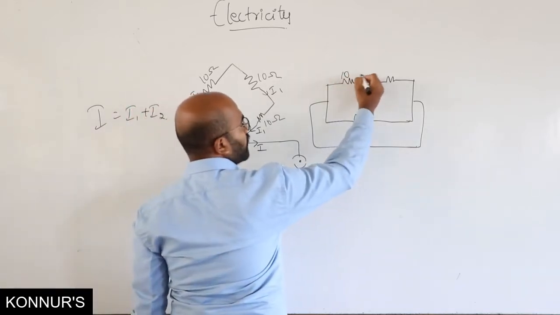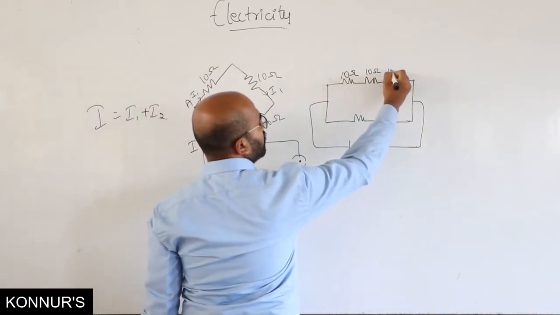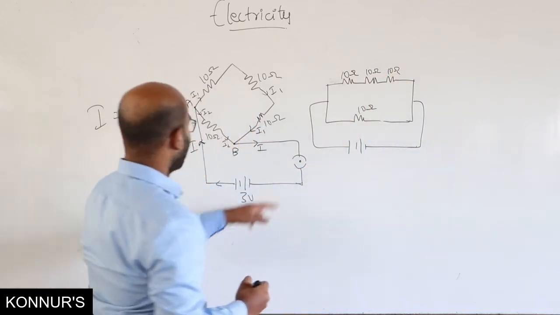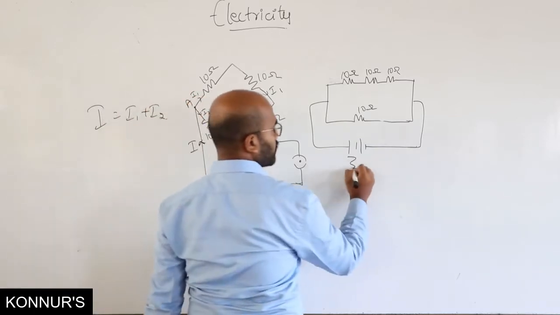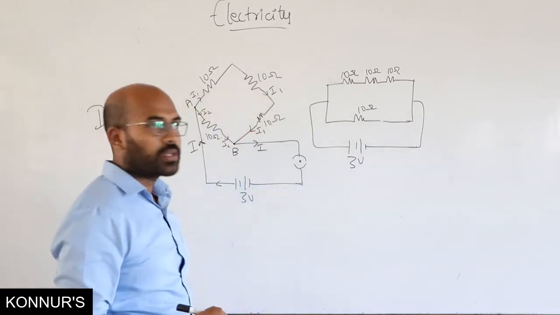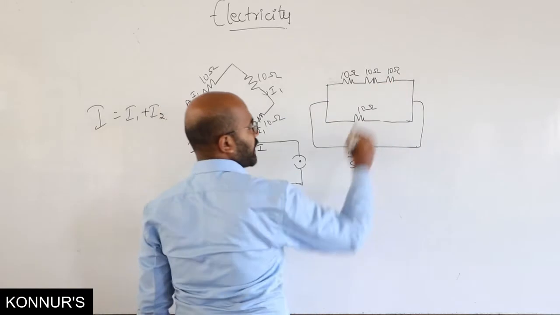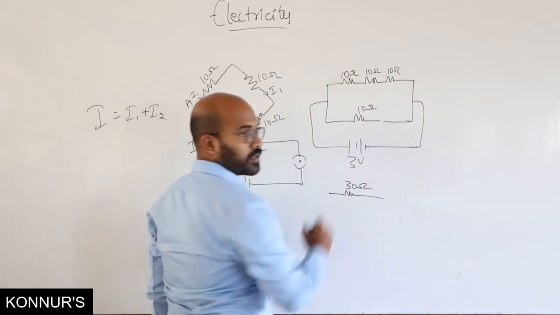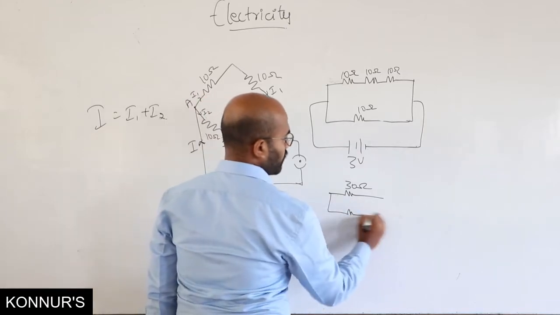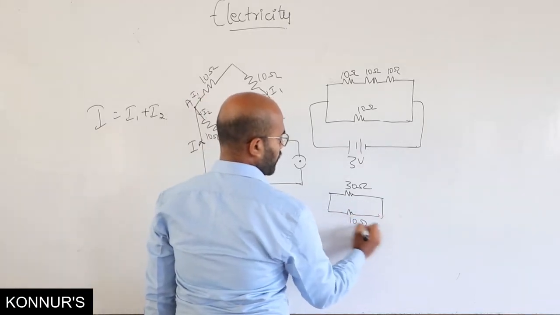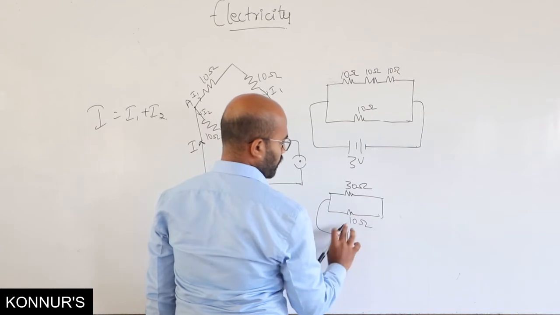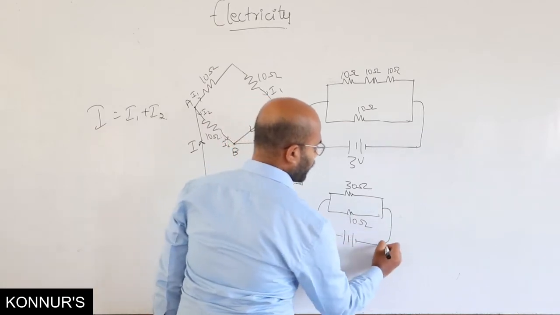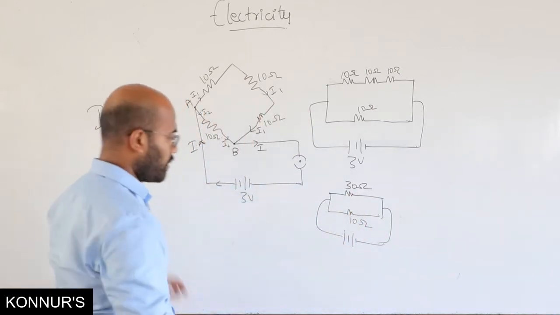So 10 ohm, 10 ohm, 10 ohm. This will also be 10 ohm. The value of this is 3 volt. So now you can simplify. This 3, 10, so it will be 30 ohm and 10 ohm. So this is in parallel.